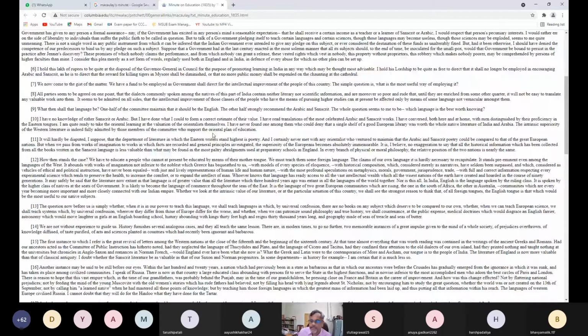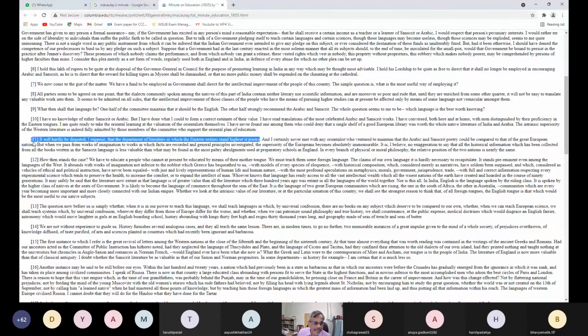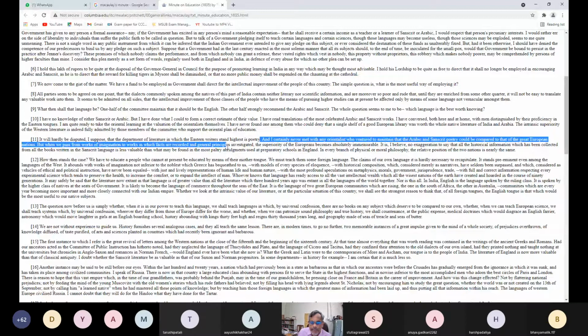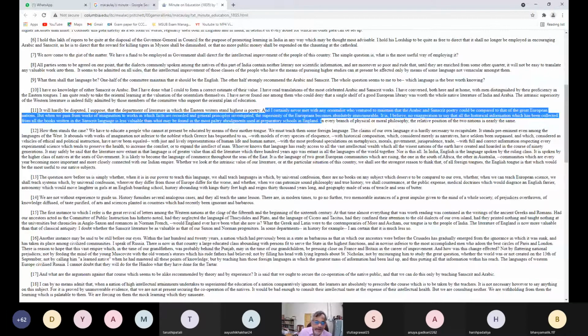And then he says, I certainly never met any Orientalist who ventured to maintain that the Arabic and Sanskrit poetry can be compared to that of great nations. But when we pass from works of imagination into works in which facts are recorded and general principles are investigated, the superiority of the European becomes absolutely immeasurable. It is, I believe, no exaggeration to say that all the historical information which is collected from the books written in Sanskrit is less valuable and may be found in the most paltry abridgments used at preparatory schools in England. So he says that whatever is written in Sanskrit is as inferior as abridgments used in school. That's what he says.